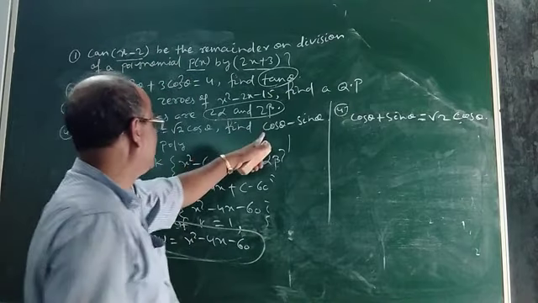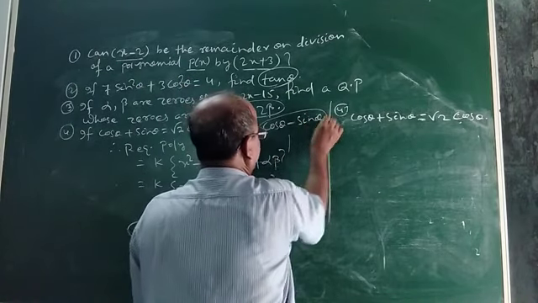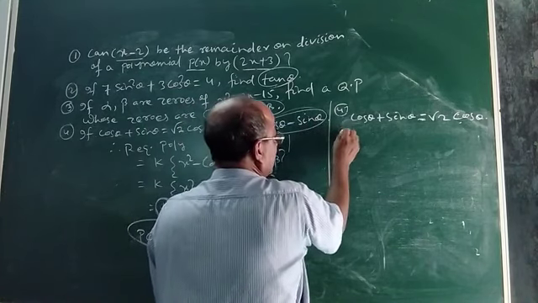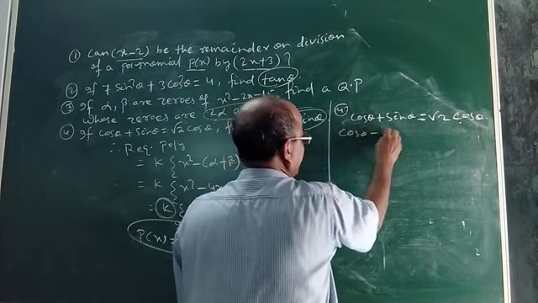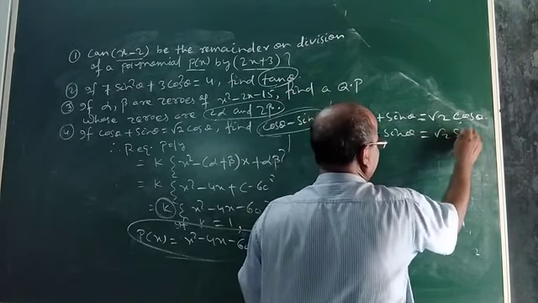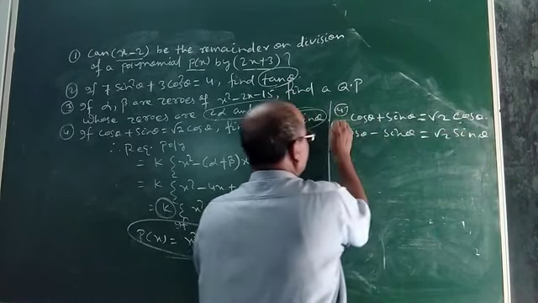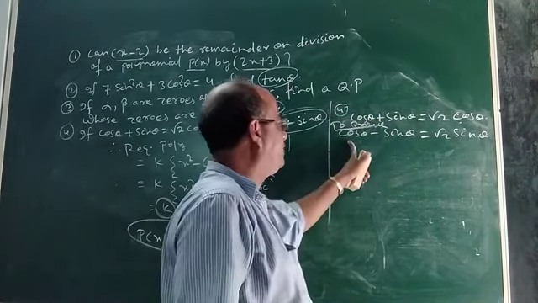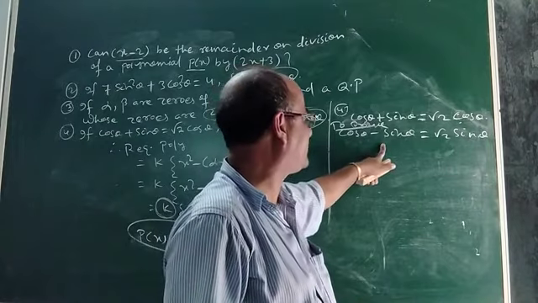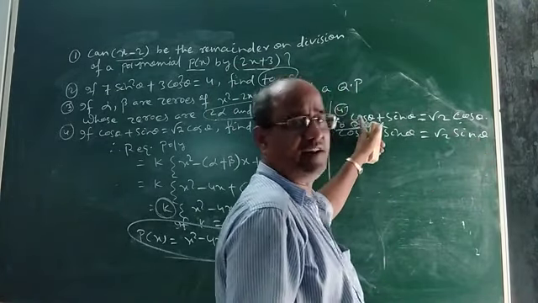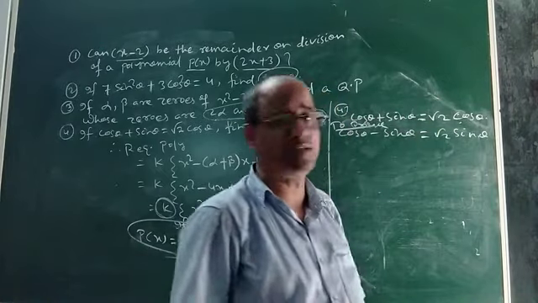Then the question is, find the value of this one, or we have to show that cos theta minus sin theta equal to root 2 sin theta. How to prove? So how will you prove that the value of cos theta minus sin theta will be equal to root 2 sin theta if it is given that cos theta plus sin theta is root 2 cos theta.